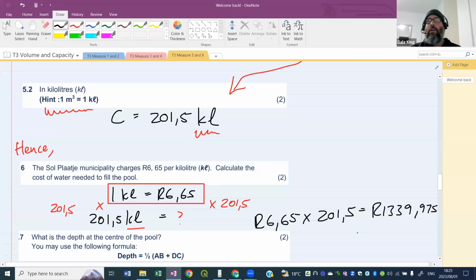1339.975, but I'm rounding off to 2 decimal places wherever I can. So that's 1339.98. I hope you all got that. Rounding off. Yes. Okay, good. Some people rounding, some people not rounding.